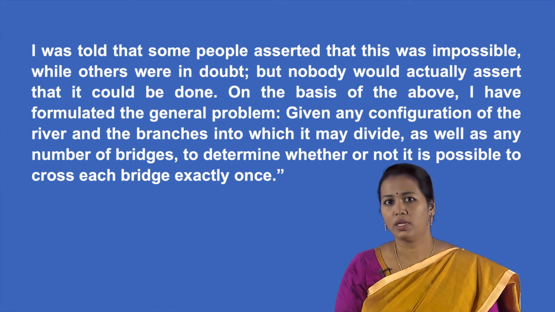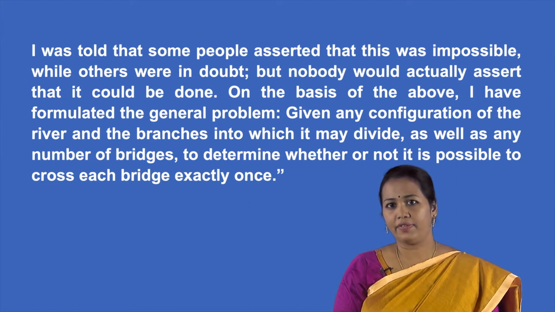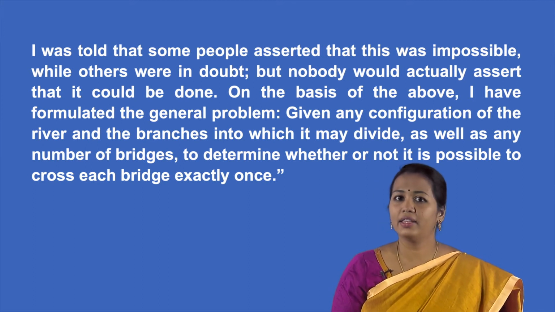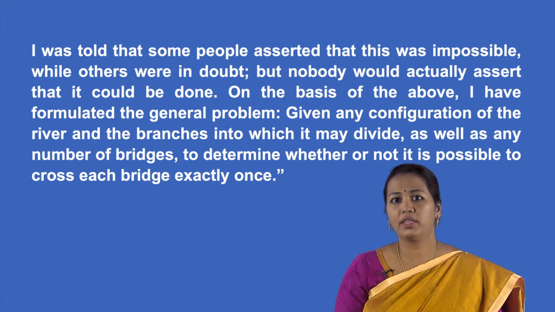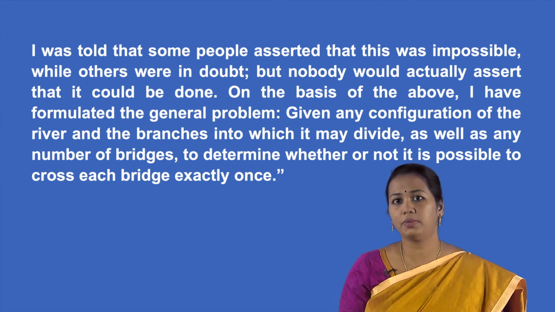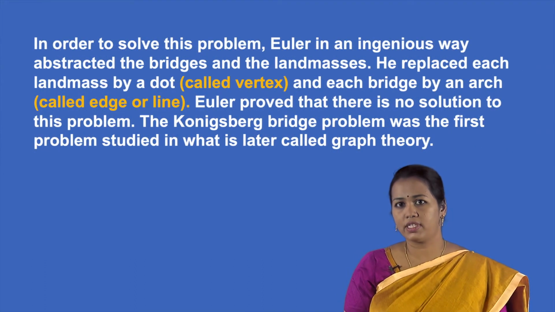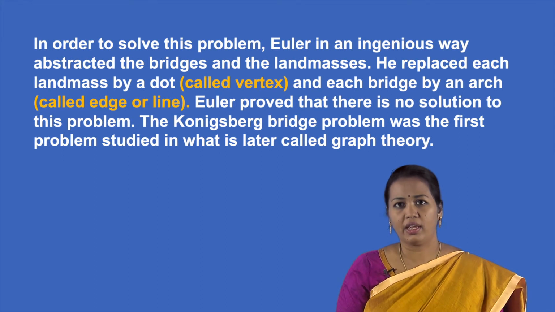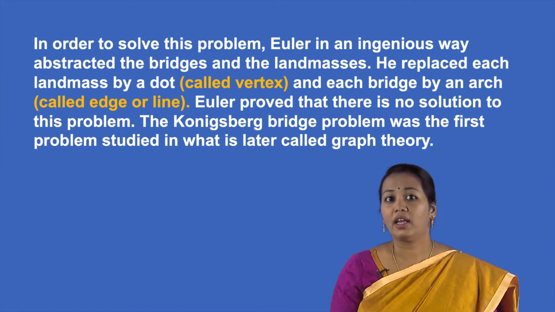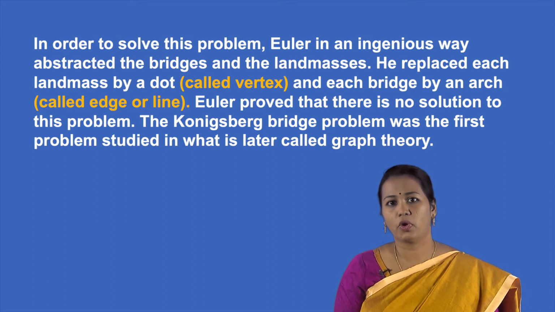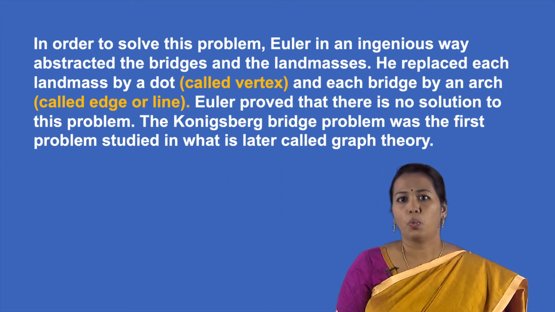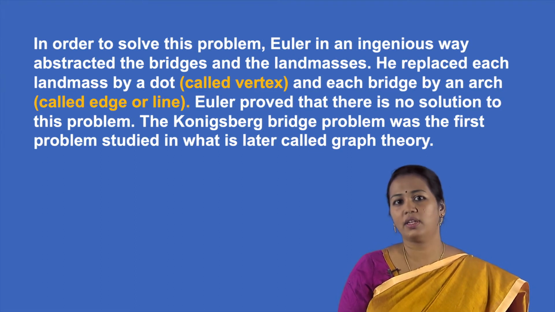On the basis of the above, I have formulated the general problem: given any configuration of the river and the branches into which it may divide, as well as any number of bridges, to determine whether or not it is possible to cross each bridge exactly once. In order to solve this problem, Euler, in an ingenious way, abstracted the bridges and the land masses. He replaced each landmass by a dot called a vertex and each bridge by an arc called an edge or a line. Euler proved that there is no solution to this problem. The Königsberg bridge problem was the first problem studied in what is later called graph theory.